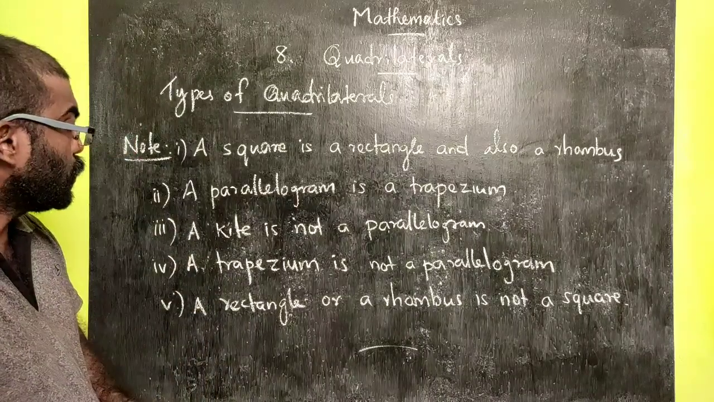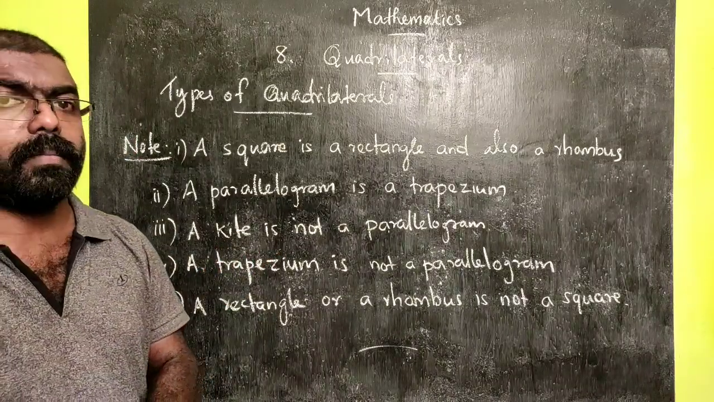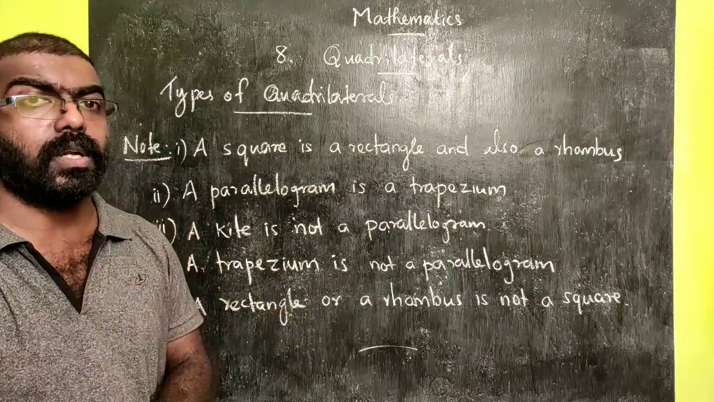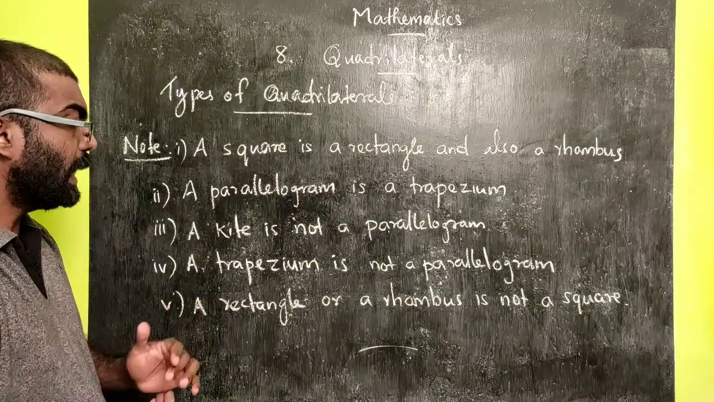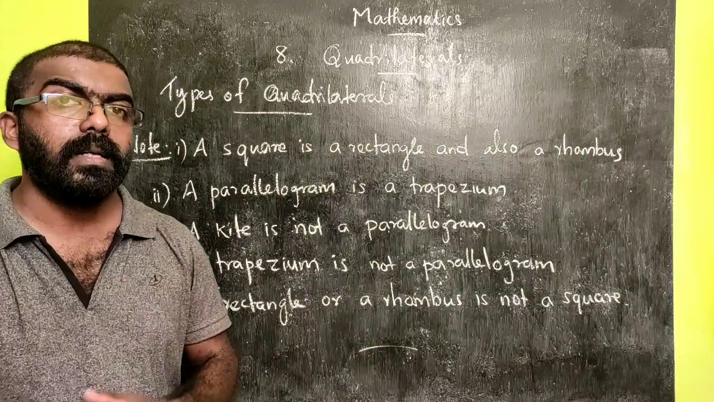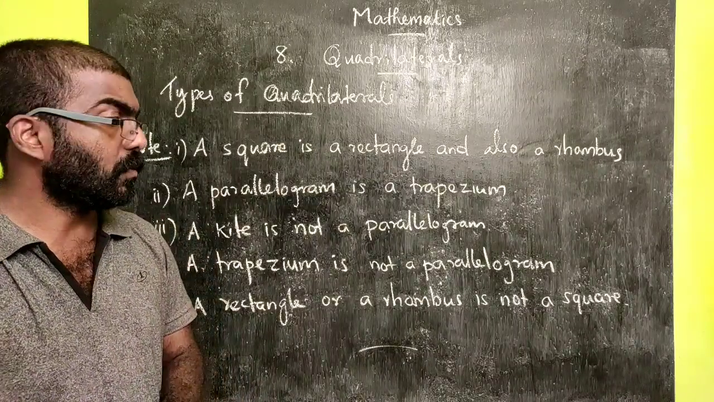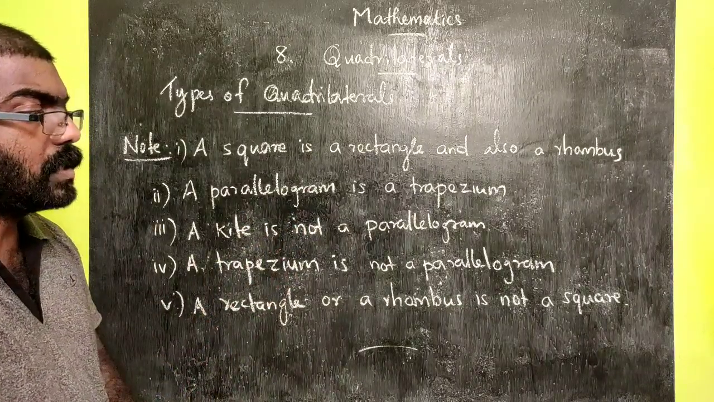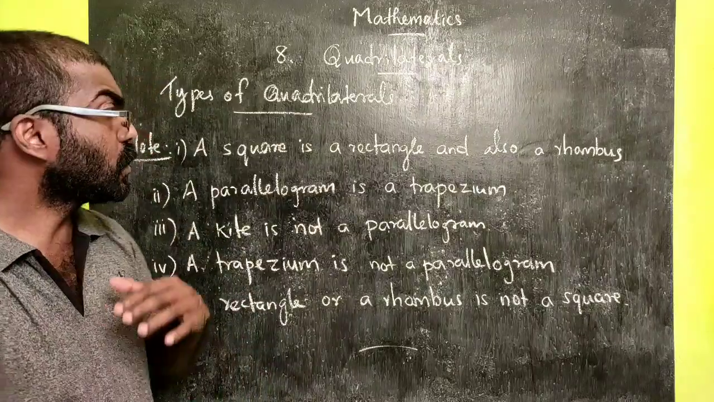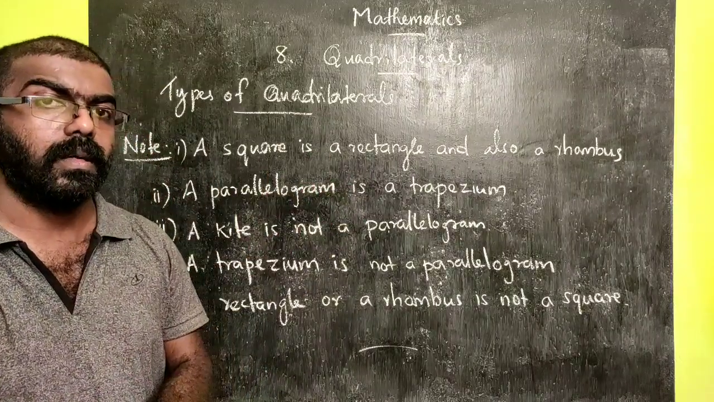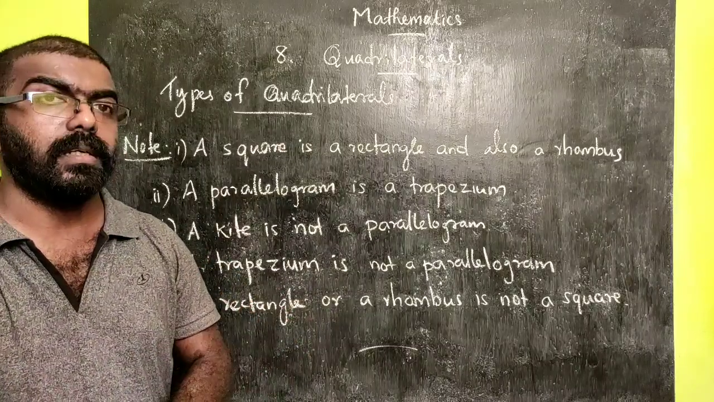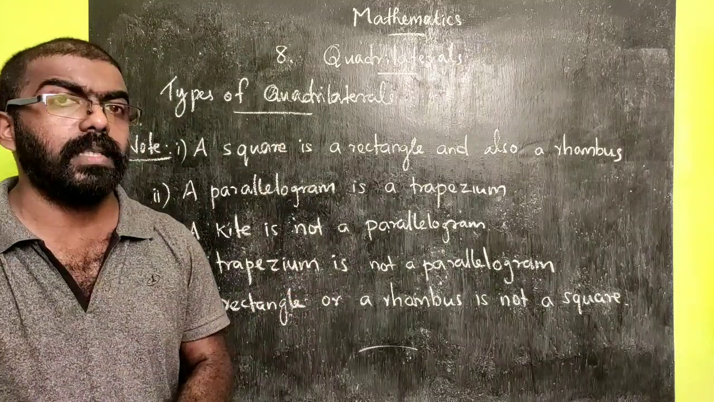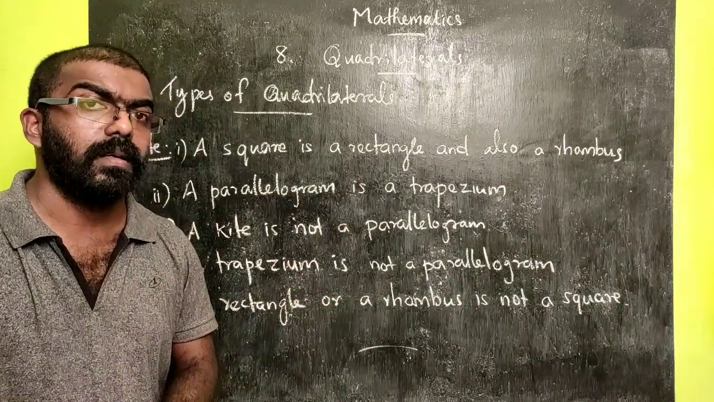Clear? And the next one is a kite is not a parallelogram because kite doesn't satisfy the properties of parallelogram. Then fourth one, a trapezium is not a parallelogram. Trapezium also doesn't satisfy the properties of parallelogram that we have already discussed. Then a rectangle or a rhombus is not a square. Square is a rectangle and also a rhombus. But a rectangle or a rhombus is not a square because a rectangle and a rhombus don't satisfy all the properties of a square. Understood?